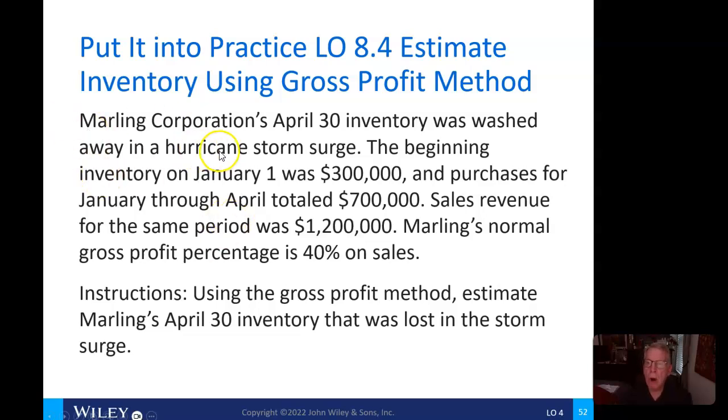Okay, let's take a look at Marling Corporation. On April 30th, inventory is washed away by a hurricane storm surge. Not good. The beginning inventory was $300,000 on January 1, and purchases through April totaled $700,000. Sales revenue for that same period was $1,200,000. Marling's normal gross profit is 40% on sales. So using that gross profit method, estimate Marling's April 30th inventory that was lost in the storm surge.